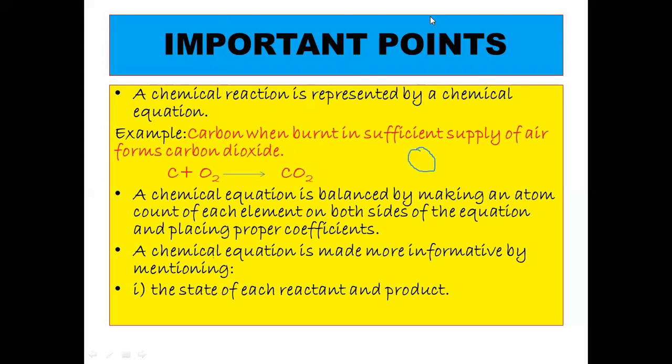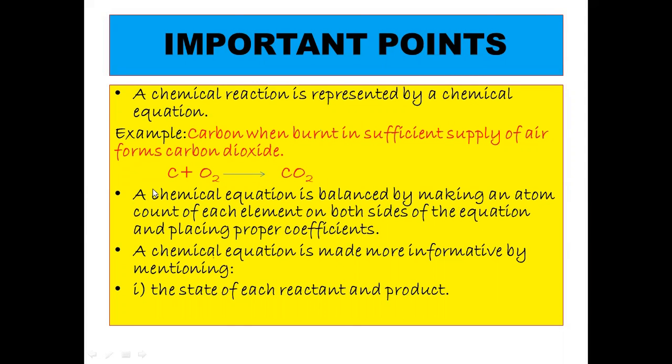Here, my dear students, you can see that carbon, when burnt in a sufficient supply of air, forms carbon dioxide. So it's a chemical reaction, right? This chemical reaction I can represent with the help of a chemical equation. This is a chemical equation: carbon plus oxygen, burning in the presence of oxygen, will give carbon dioxide. So this is the relevant chemical equation to represent this chemical reaction. This was about the chemical equation.